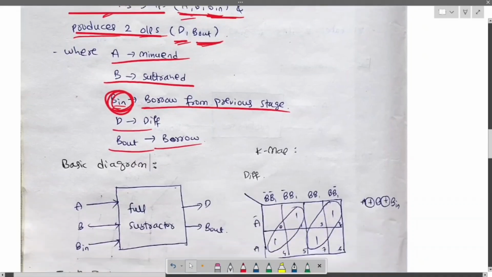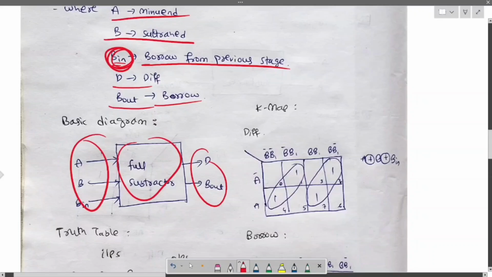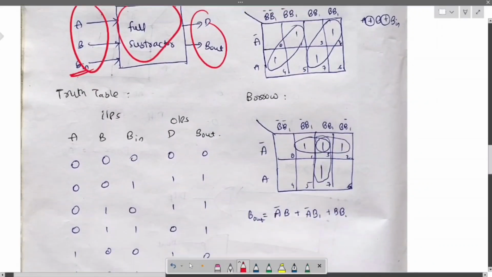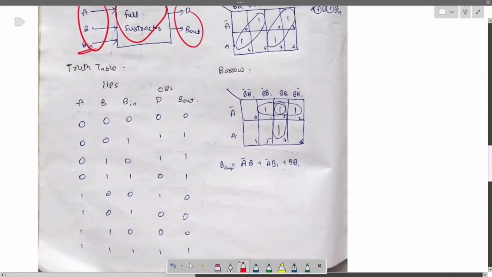With this, let us see the basic diagram, which has the three inputs, and this is the full subtractor digital circuit, with outputs difference and borrow. And this is the B in, nothing but the borrow input. Now let us make the possibility truth table and a K map with this.